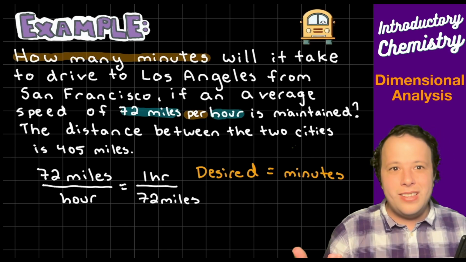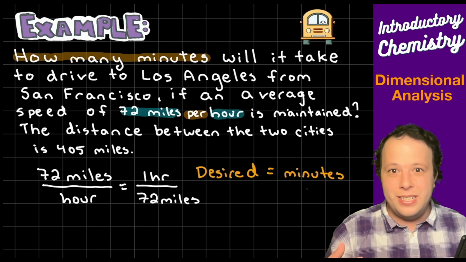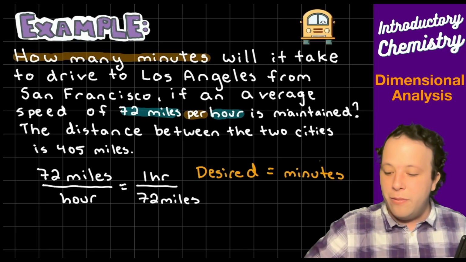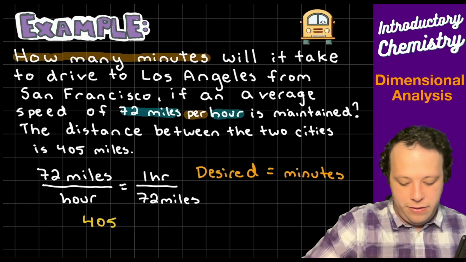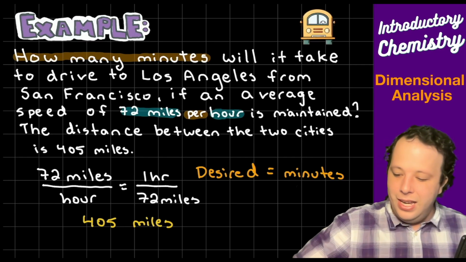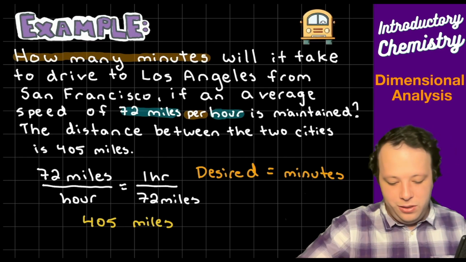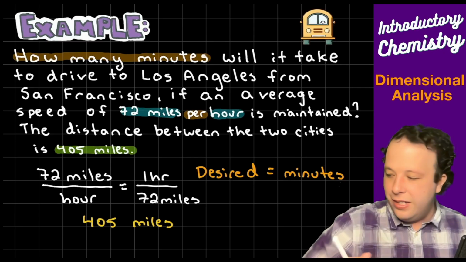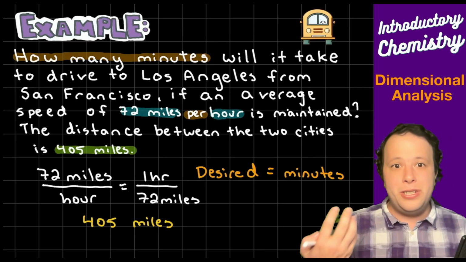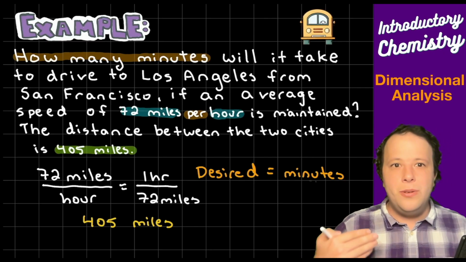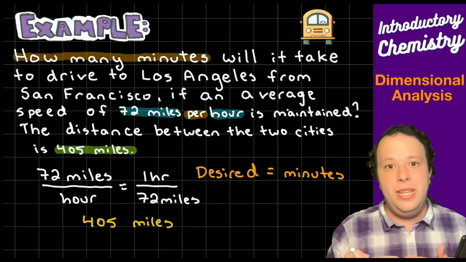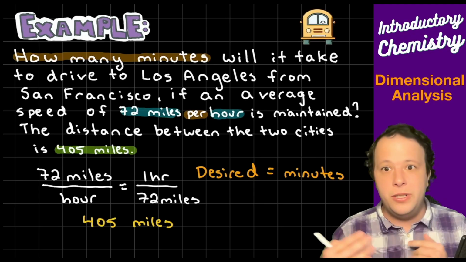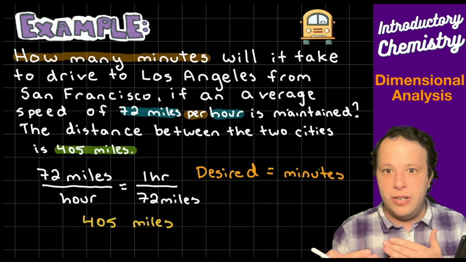As we continue to read the problem, it says the distance between the cities is 405 miles. So we'll write that down too. We also have 405 miles in the problem. We're looking for all these little details because they will help us find the answer. So we need to see what our commonality is. What do we have? Well, we want minutes. We have a time factor, which is hours. That's going to be our bridge there.